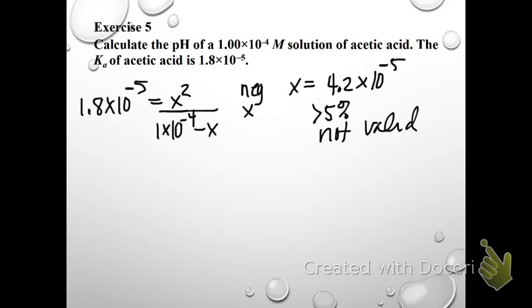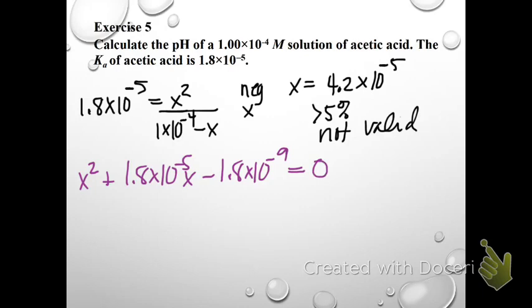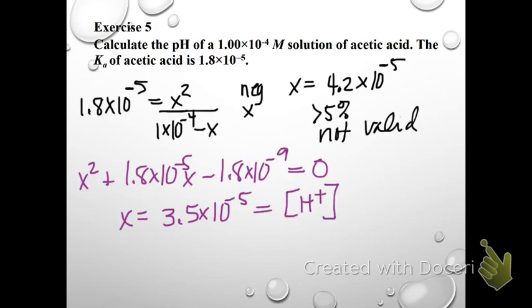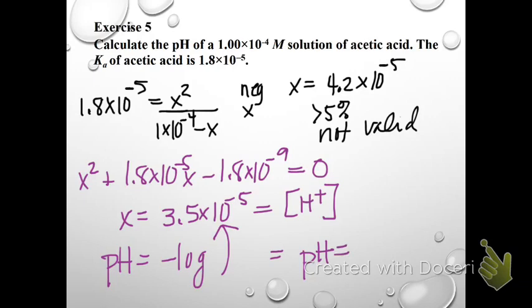All right. So then when we put it back in there, we get x squared plus 1.8 times 10 to the negative 5x minus 1.8 times 10 to the negative 9 is equal to 0. When we throw that in our quadratic equation, in our calculators, we get x is equal to 3.5 times 10 to the negative 5th, which is equal to our hydrogen concentration. So to get the pH, we take the negative log. Don't do what I'm about to do on the test. Write it out, but I'm being lazy. And we had 3, again, significant figures in our concentration, so 3 decimal places here. Bam.